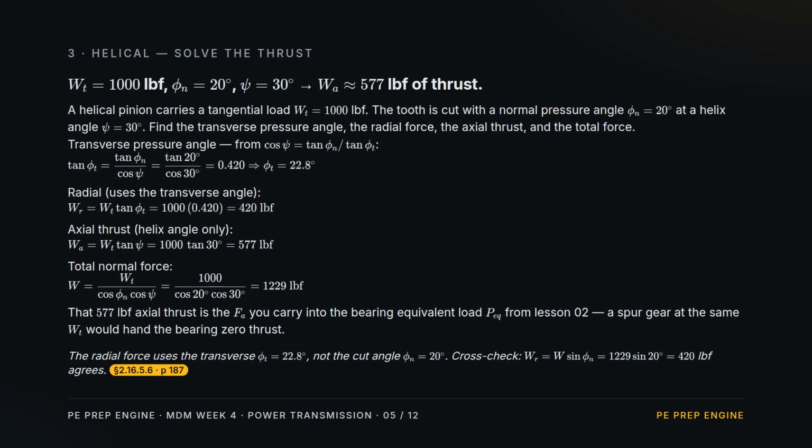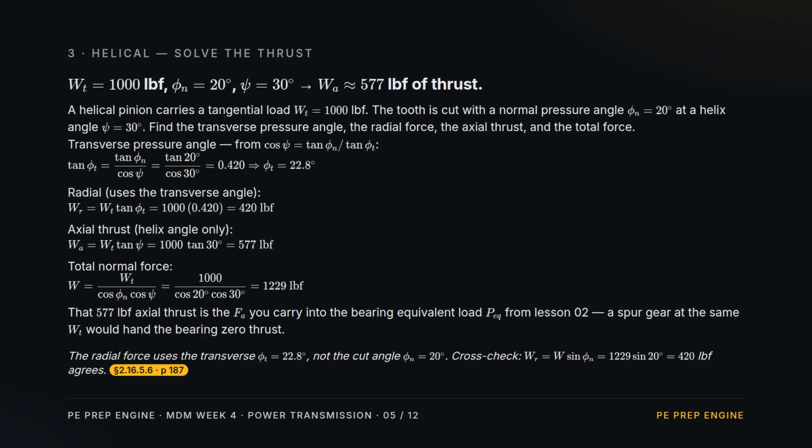Helical gears, Part 3. Solve for the thrust. Given a tangential load of 1,000, a normal pressure angle of 20 degrees, and a helix angle of 30 degrees. First, the transverse pressure angle. Tangent of the transverse angle is the tangent of the normal over the cosine of the helix, giving about 23 degrees. The radial force uses that transverse angle.